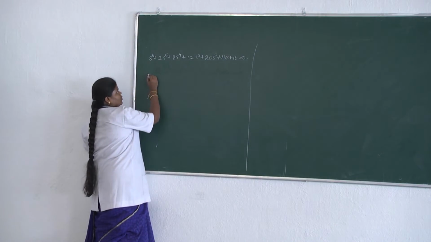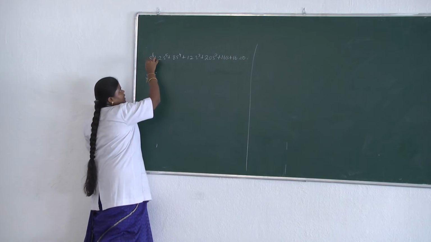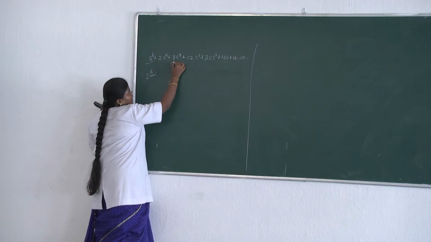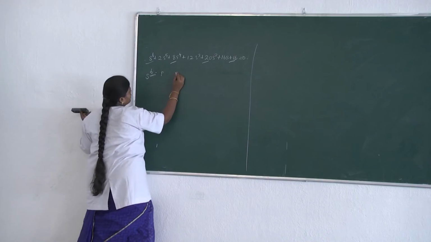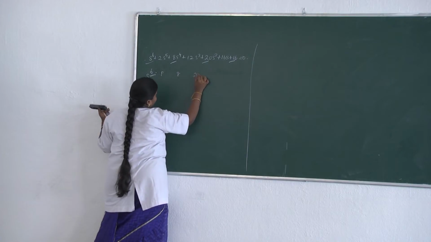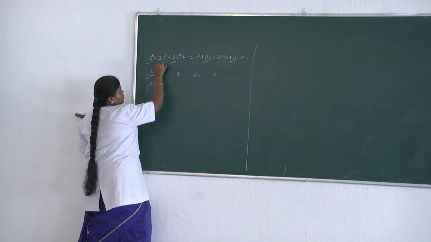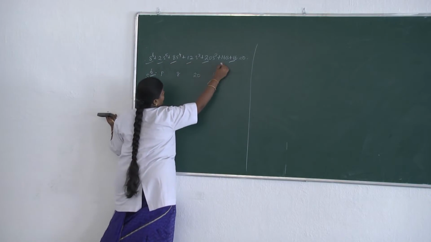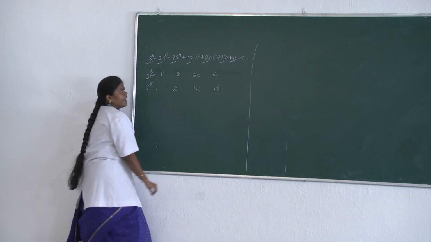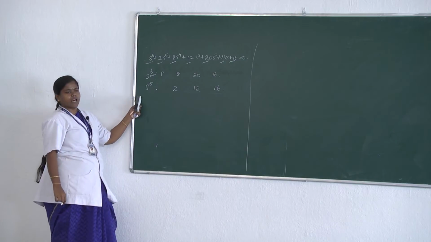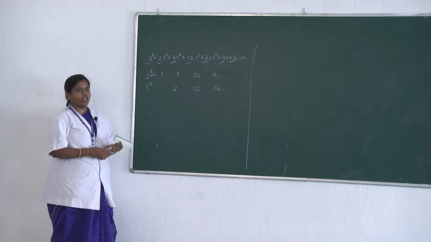So let me form the Routh array. The first row will be s power 6. Since 6 is an even number, let me consider the coefficients of even powers of s. So it will be 1, 8, 20, 16, and the next row will be s power 5, which will be 2, 12, 16. And when we look at this array, we can see that there is a common factor 2 in all these rows.